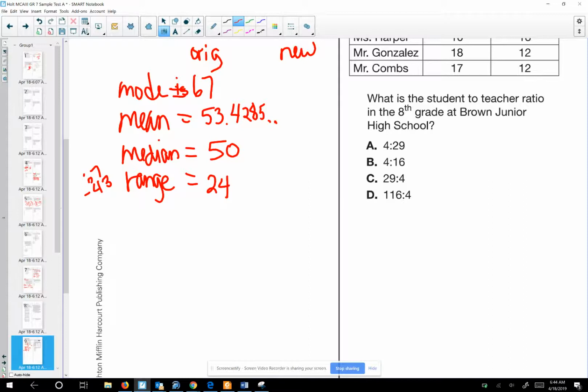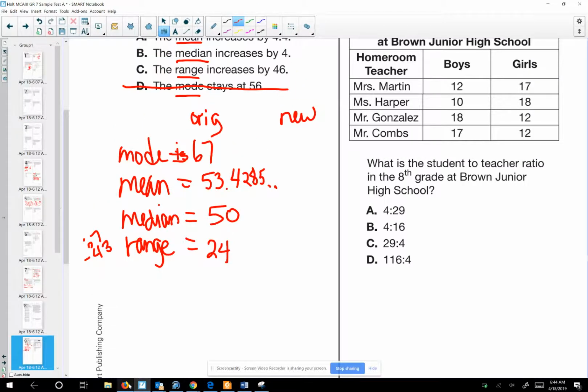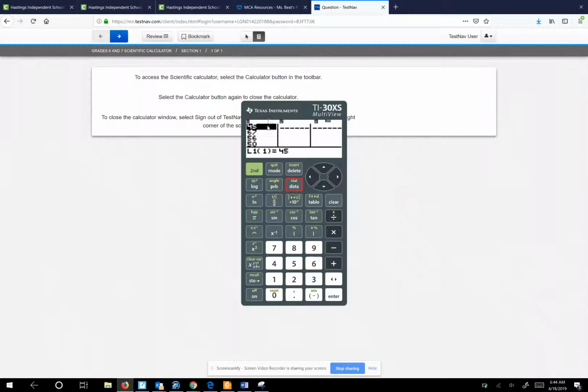Okay. Now we have to recalculate everything by adding a data value of 89. Just grab your calculator and let's go back here. If you press data, just simply move down to the next open entry point and put 89. Enter. Awesome. Now, second data, let's do your statistics. Yep. All right, now we have new values.